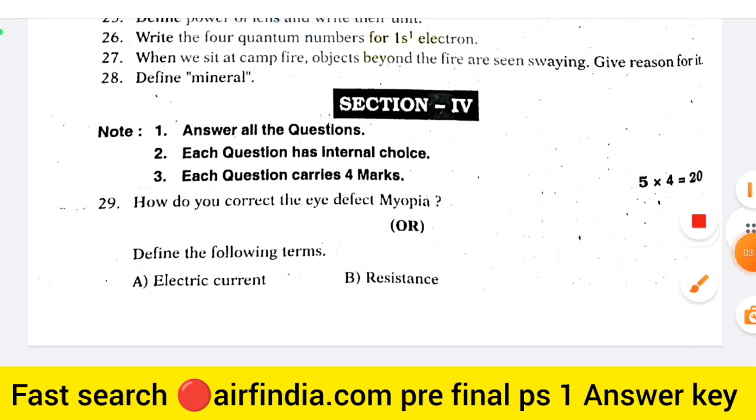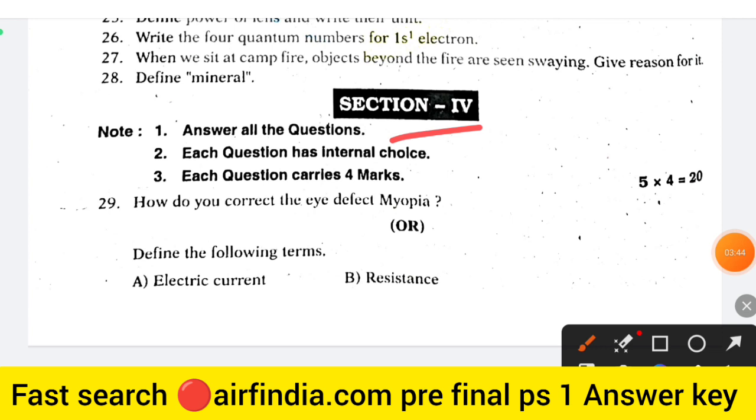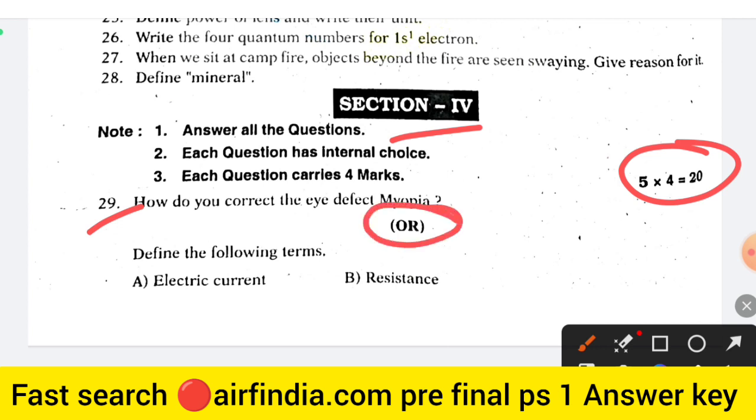And the last is section 4. Here 4 sections are available. There are 20 marks questions. Each question has an internal choice, and each question carries 4 marks. First is, how do you correct the eye defect myopia? The internal choice question is, define the following terms: electric current and resistance.